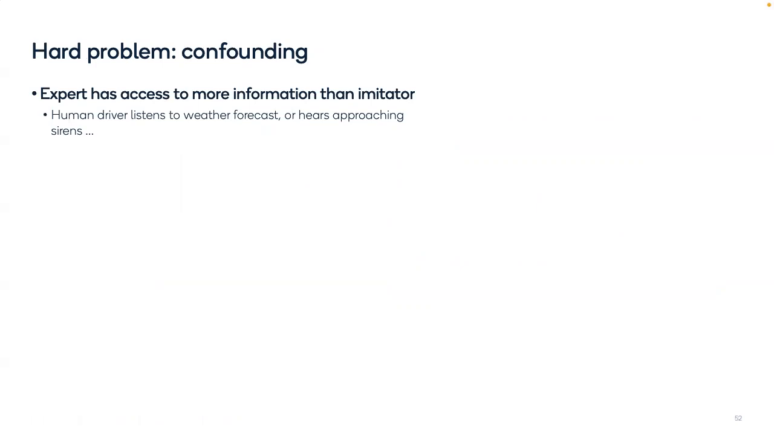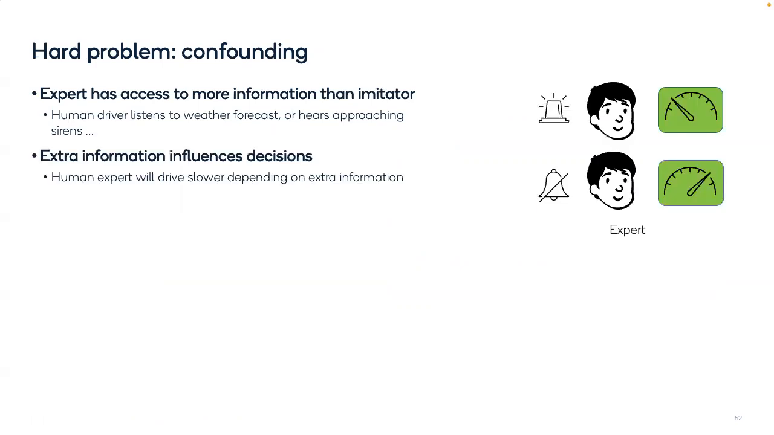And why is this a problem? The expert actions will depend on this additional input that the agent later will not have. For instance, if you hear a siren approaching, even if everything looks good, you may drive very cautiously, maybe drive a little bit to the side to make room for whatever's happening and be more attentive. If you don't hear a siren approaching, you just go straight ahead.